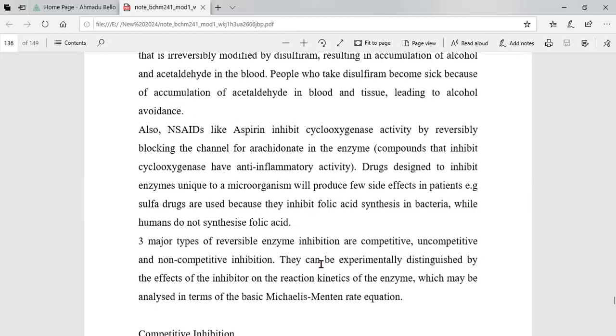Drugs are designed to inhibit enzymes that are unique to a particular microorganism, which will produce few side effects in patients. For example, we have sulfa drugs that are used as antibiotics because they inhibit folic acid synthesis in bacteria. In humans we don't have that biosynthetic capacity to produce folic acid, so it will have few or no side effects on us.